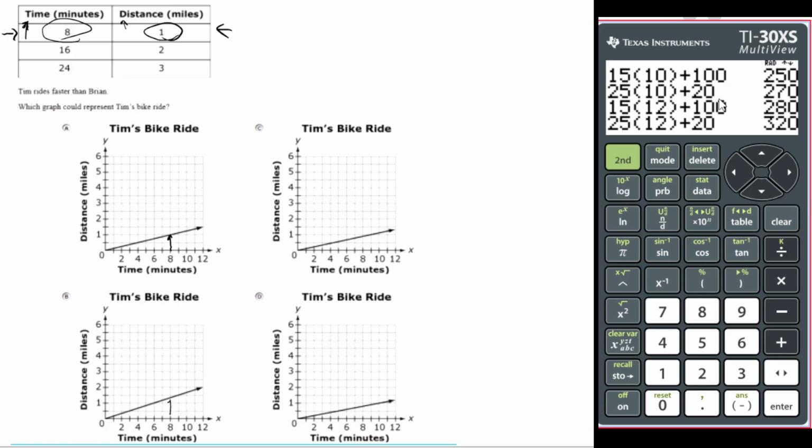B, look at that, is above 1. C is barely below 1. D is way below 1. So the only way that Tim is riding faster than Brian is if he makes it more than 1 mile in 8 minutes. The only graph where he does that is B. Done. Could you calculate the miles per minute? Absolutely. But there's better ways to do it.